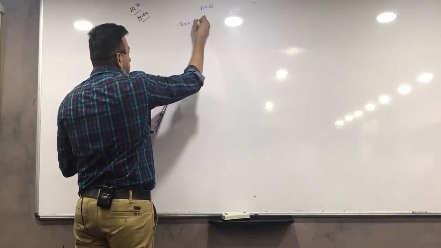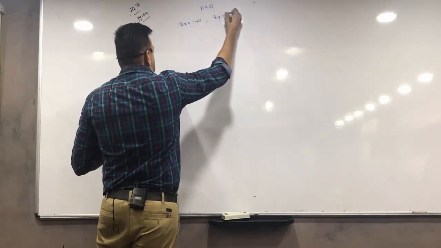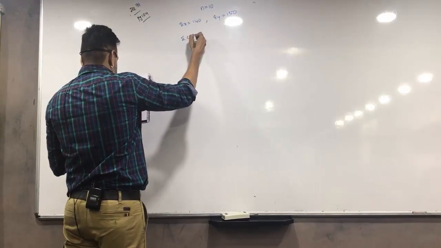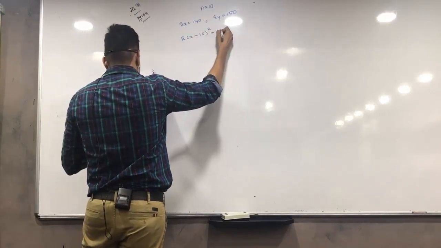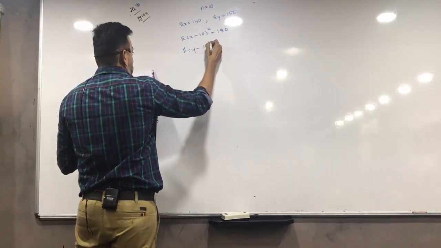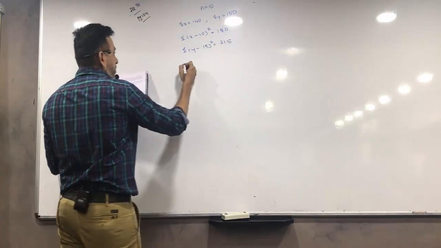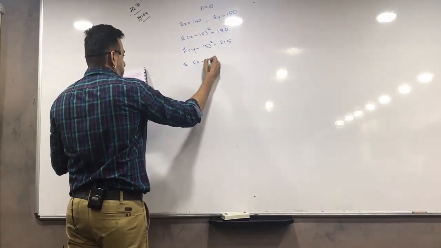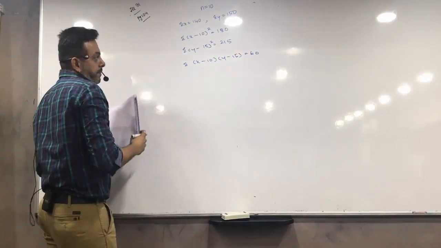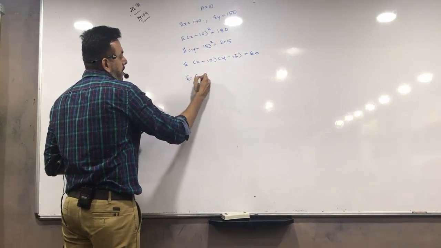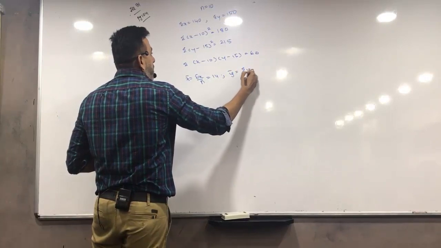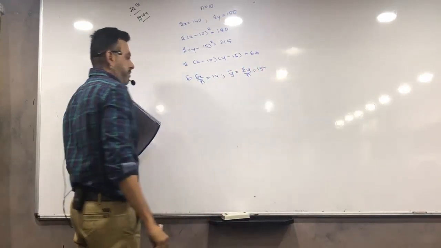Sigma x is 140. Sigma y is 150. Sigma (x minus 10) square is 180. Sigma (y minus 50) the whole square is equal to 215. Sigma (x minus 10)(y minus 15) is equal to 60. Now x bar is equal to sigma x upon n, which is equal to 14, and y bar is equal to sigma y upon n, which is equal to 15.